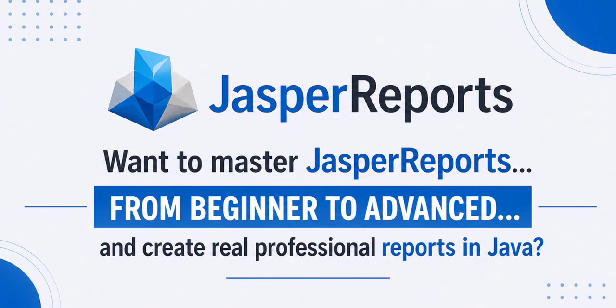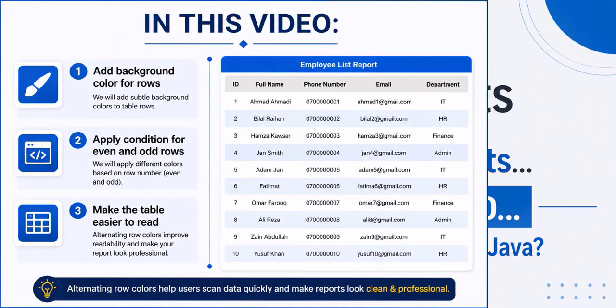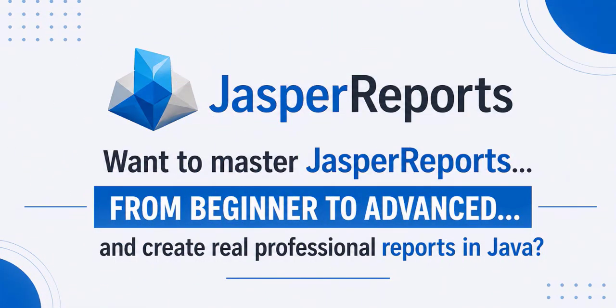Then what we will do in this video is add background color for rows, apply conditional style for even and odd rows, and make the table easier to read. So anyway, let's get started.